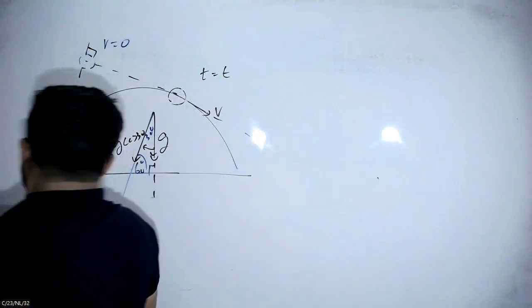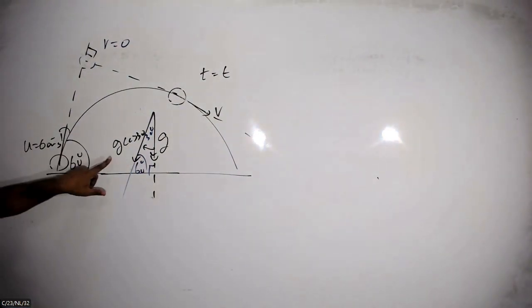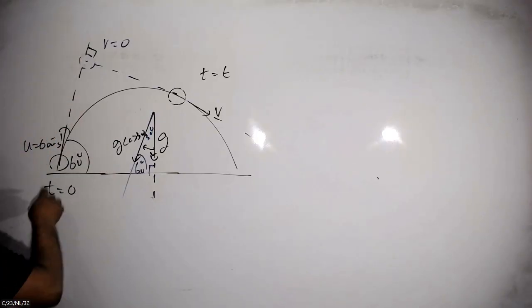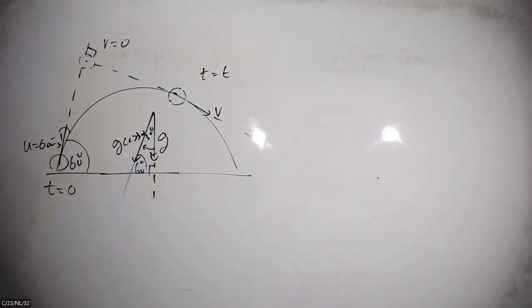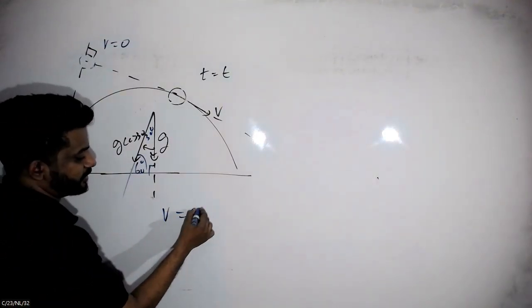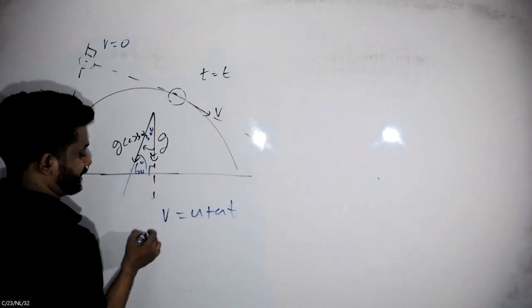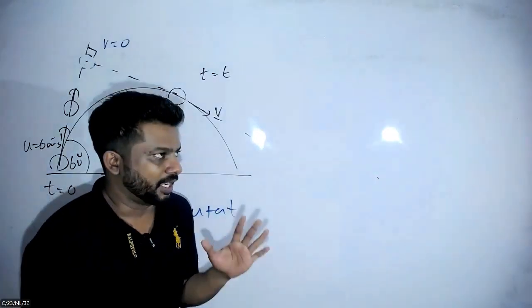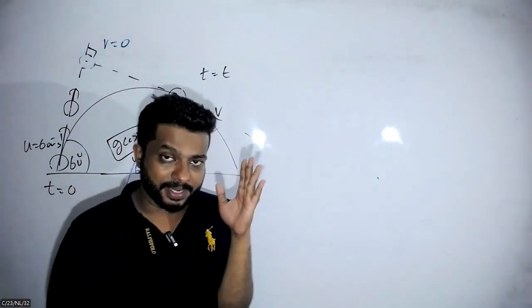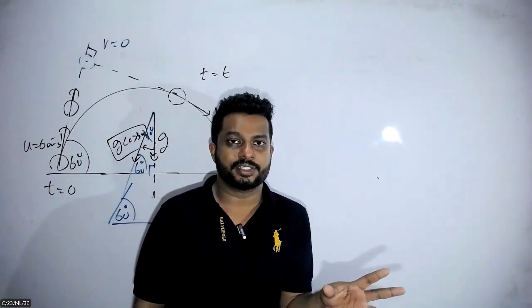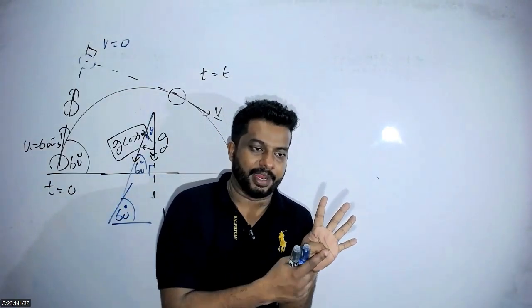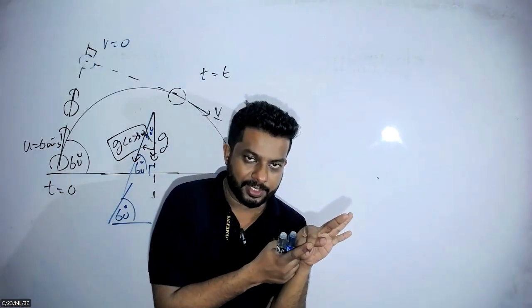Now you know the initial velocity, the acceleration parallel to the direction of initial velocity, and the final velocity, 0. You can apply the equation v equals u plus at towards the direction of the initial velocity. What are the conditions that should be satisfied by the object to apply equations in linear motion? The object should be moving in a straight line. The second one, acceleration should be a constant.